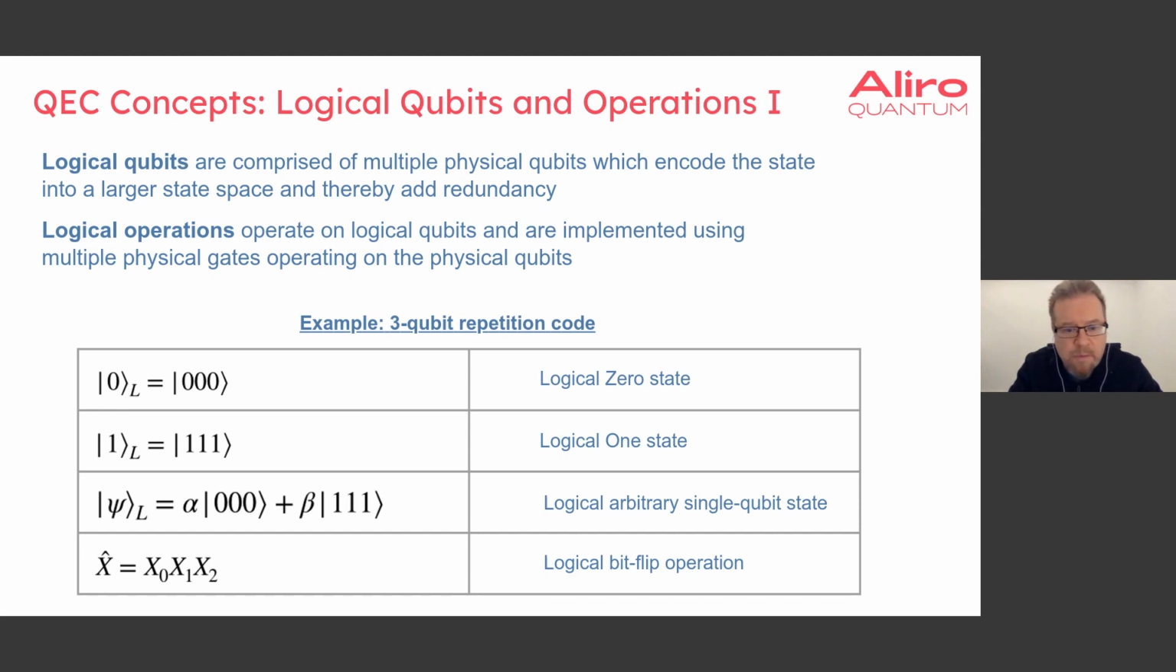We can create superpositions. We can execute gates on logical qubits, but the underlying operations do involve multiple operations on the individual qubits. So here I've shown a very simple 3-qubit repetition code, but I want to point out that many of the error-correcting codes are much more complex and involve many more physical qubits.